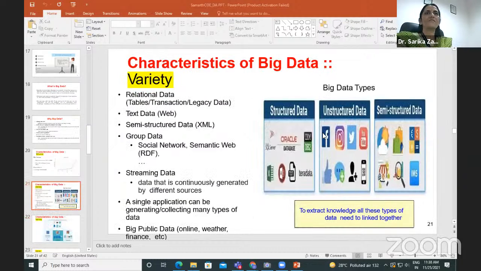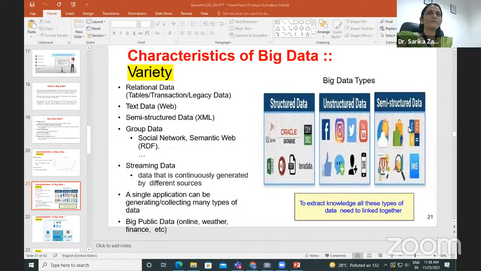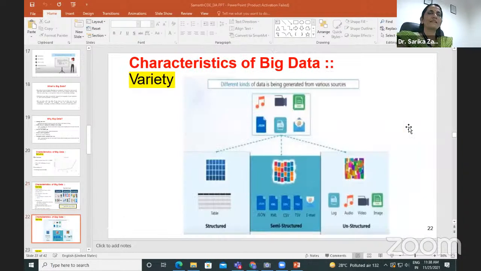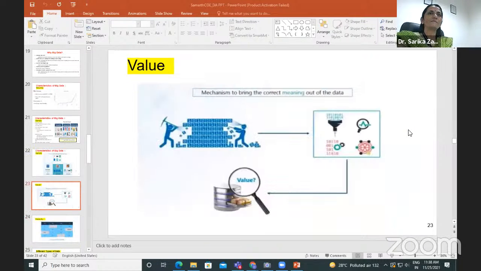Then variety: definitely structured data, unstructured data, semi-structured data. And why does variety come? Variety comes only because of the involvement of the internet. Then another characteristic is variety. Variety is already there, right?